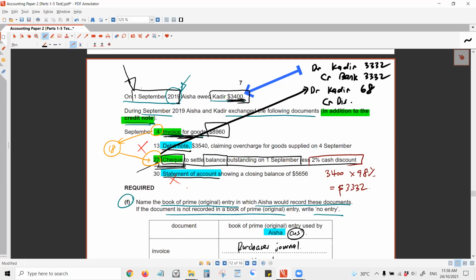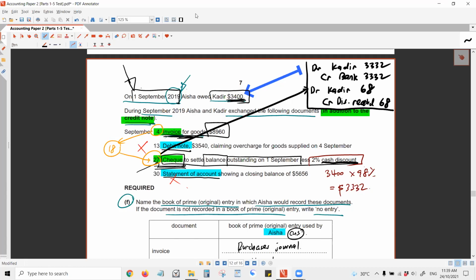Don't write the term cash discount in the T account. If you are a customer, you call it discount received. If you are a supplier, you call the cash discount discount allowed. Remember, it's in your part 3. So here we are a customer, so discount allowed. Sorry, we are the customer, we receive. Discount received 68. These are the double entries.